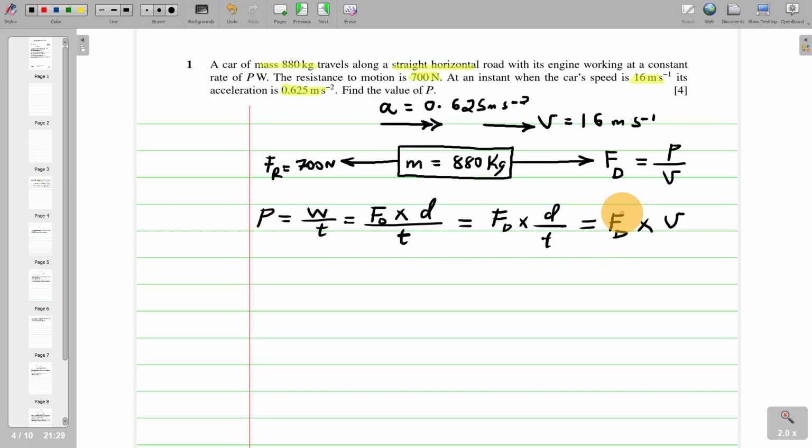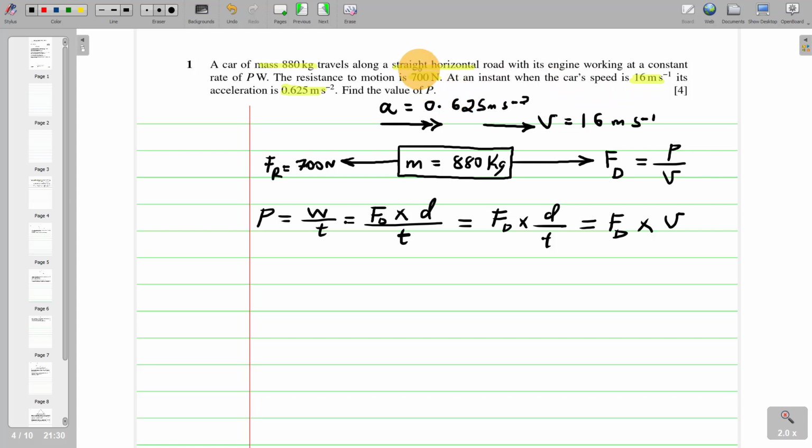This equation, where we say that power is equal to driving force times speed, finds application in two situations, and you will always be looking for those two situations. It finds application at a given instant of time when either the acceleration or the speed is given, an instant of time, or the other case, where the speed is constant throughout. And you can see that one of those situations is here, at a certain instant of time.